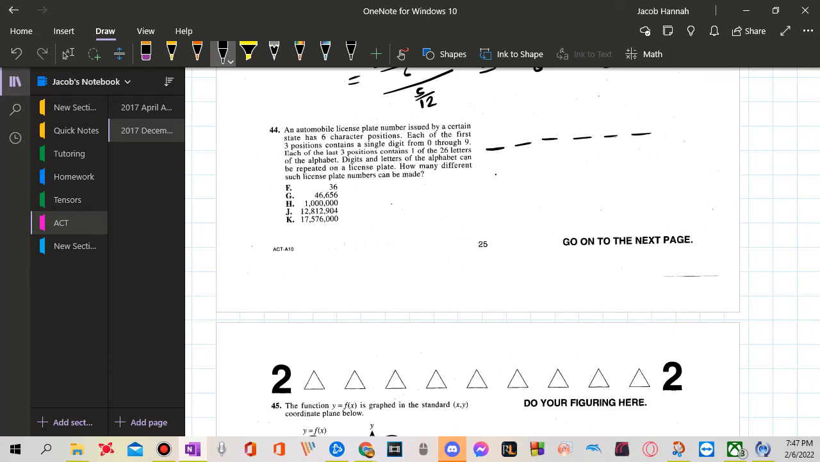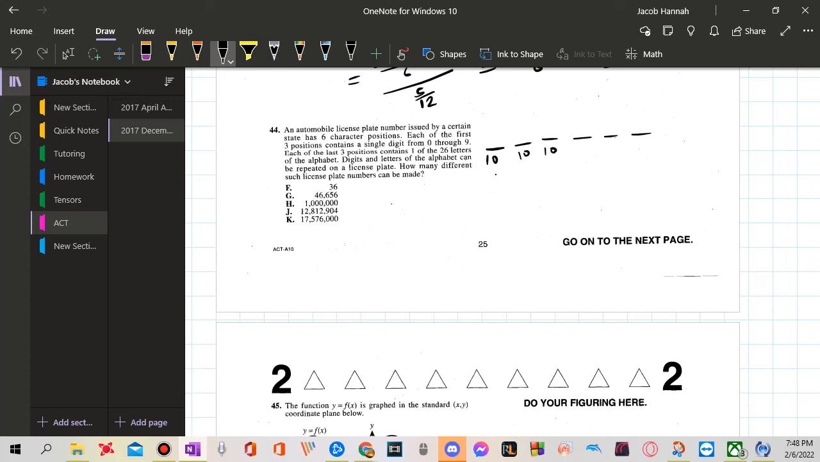If the first 3 positions, so these 3, contain a digit from 0 to 9. So 0 to 9, that's 0, 1, 2, 3, 4, 5, 6, 7, 8, 9. That's 10 different numbers. So that's the same for each of these 3. So each of these could be 3 or 4, like this could be 3, 4, 5. This could be 6, 2, 1, etc. Each of these little spots can be each of the 10 numbers from 0 to 9.